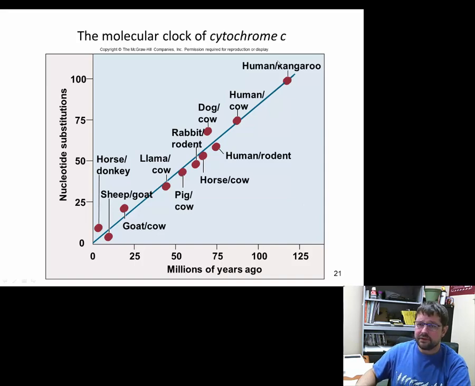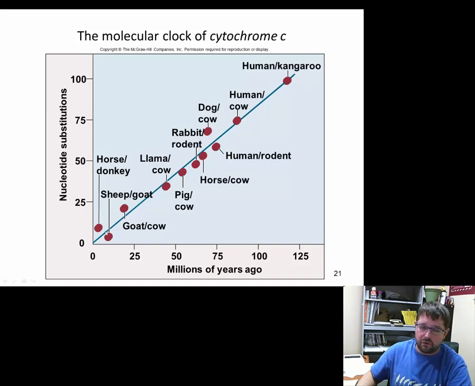Now, keep this in mind. Kangaroos are not 100 million years old. Neither are humans. Humans are about 4 million, maybe 5 million years old. But our cytochrome C, the protein that we share with our ancestors and their ancestors and on and on, was last similar to the kangaroos' about 125 million years ago.